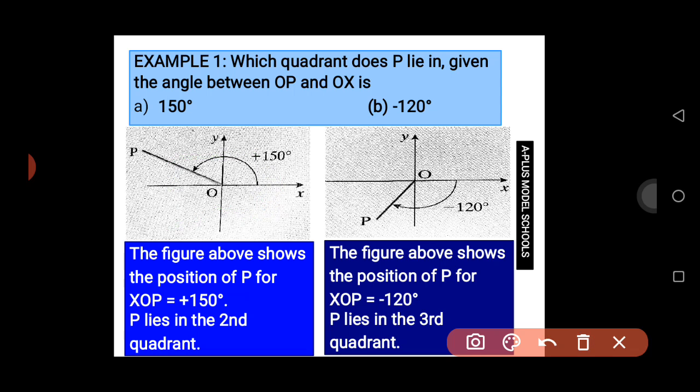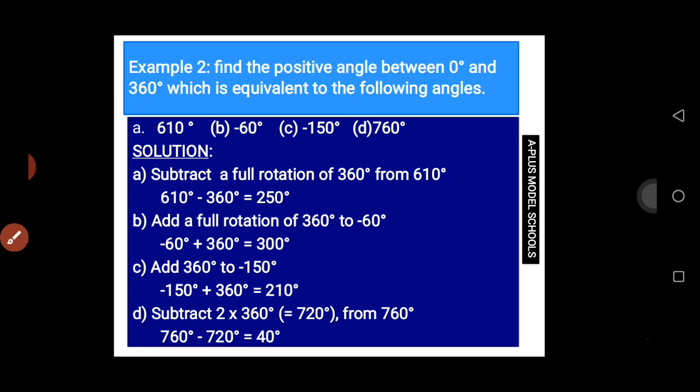So it means in the first quadrant we have numbers between 0 to 90. Second quadrant here we have between 91 to 180. The third quadrant we have from 181 to 270. Then in the fourth quadrant we have 271 to 360 degrees. So any number between 0 to 90 will fall in the first quadrant. And in the second quadrant, any number between 91 to 180 will fall in the second quadrant. Then between 181 to 270 will fall in the third quadrant. Then in the fourth quadrant, that will be 271 to 360 degrees.